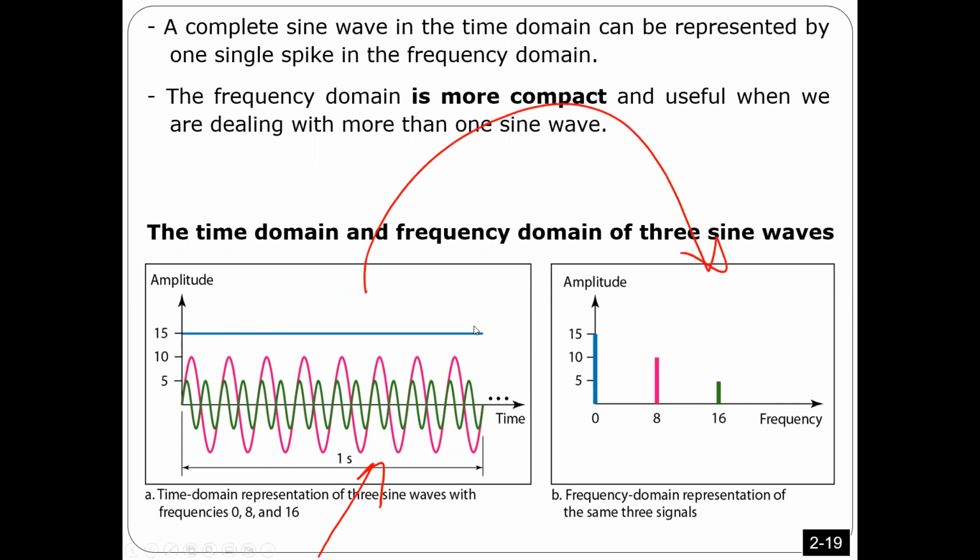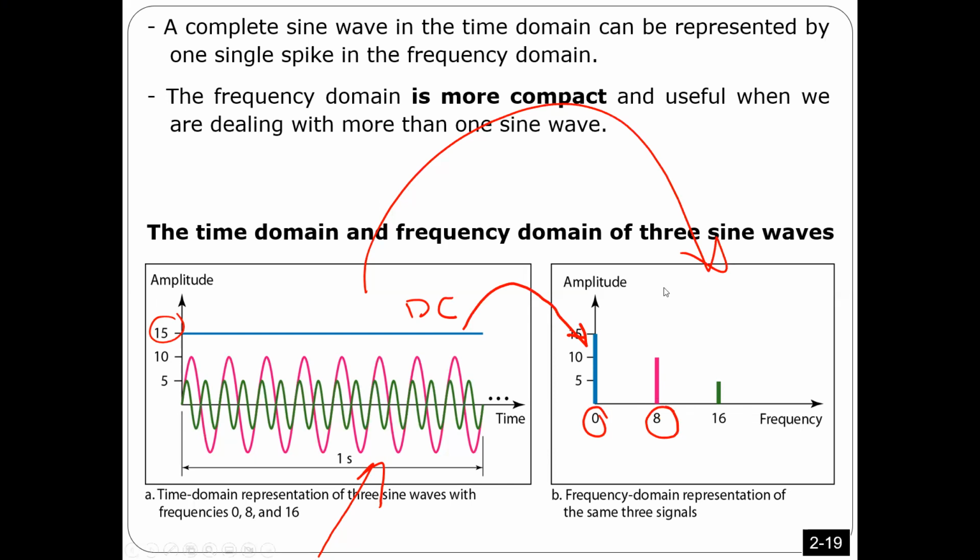As you see here, this first signal is DC. What is the frequency of the DC signal? Zero. There is no frequency, zero. So I'm going to represent it here with a spike at 0, and it's going to be 15. Is that okay? Now let's look at the second one, the red one. The amplitude is 10 and the frequency is 8 hertz.